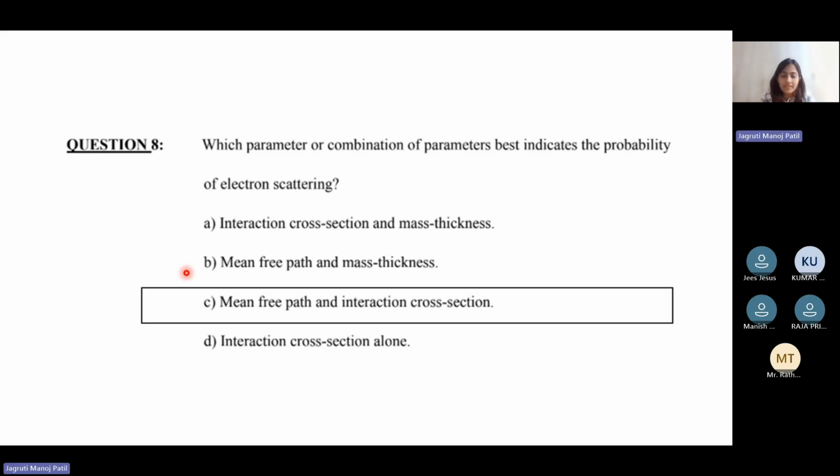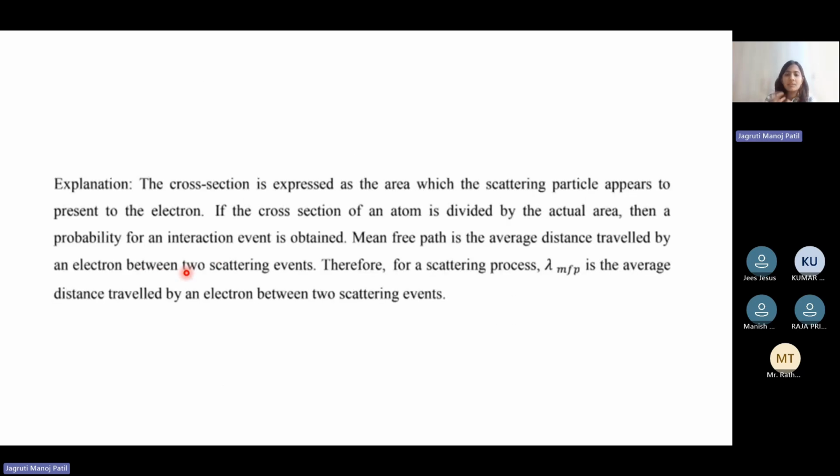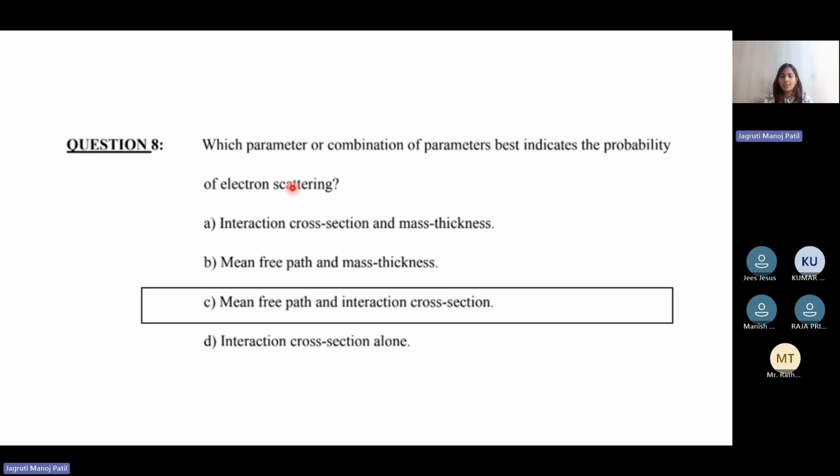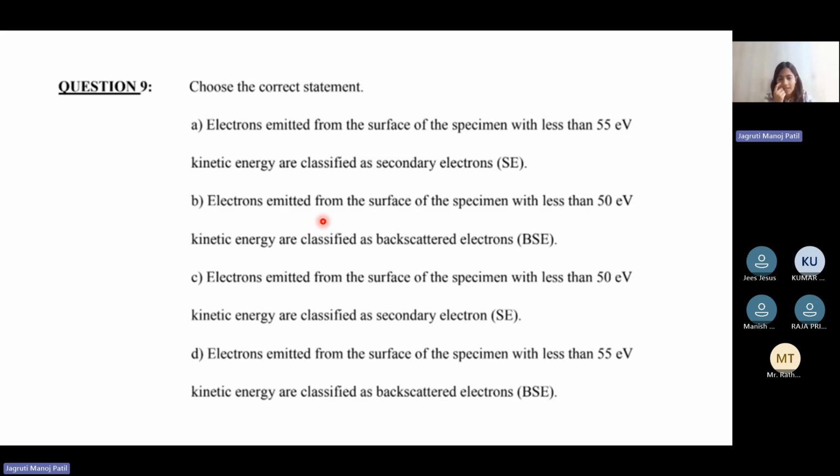The answer is the mean free path length and the interaction cross section. Why? Because the cross section is the area where scattering will happen, and when it is divided by the actual area, you get the mean path length through which the electron passes between multiple scattering events. So both are important to tell you to what extent scattering will happen, and hence your probability will be higher in that case.